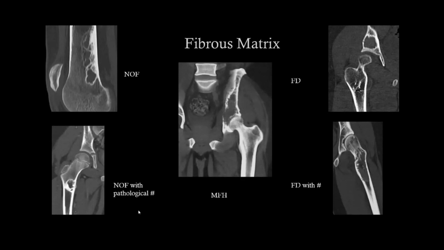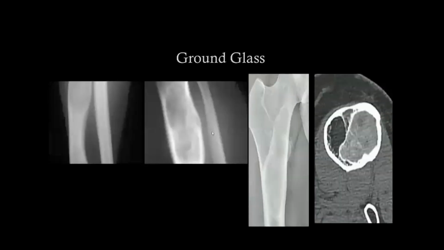The attenuation measurement is very important in this case. Ground glass matrix: you can see that it is not the lucency of the cartilage. It is ground glass. It is more dense. It is not lucent. This is normal. This is abnormal. This ground glass should exceed 100 Hounsfield units.